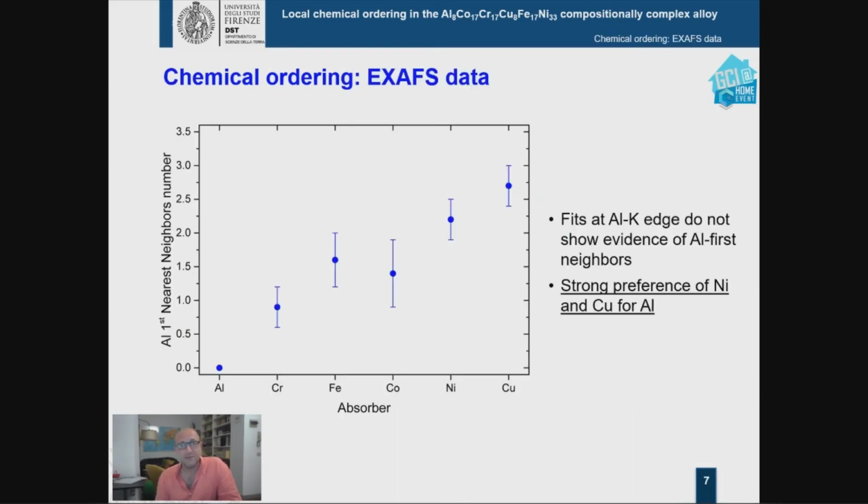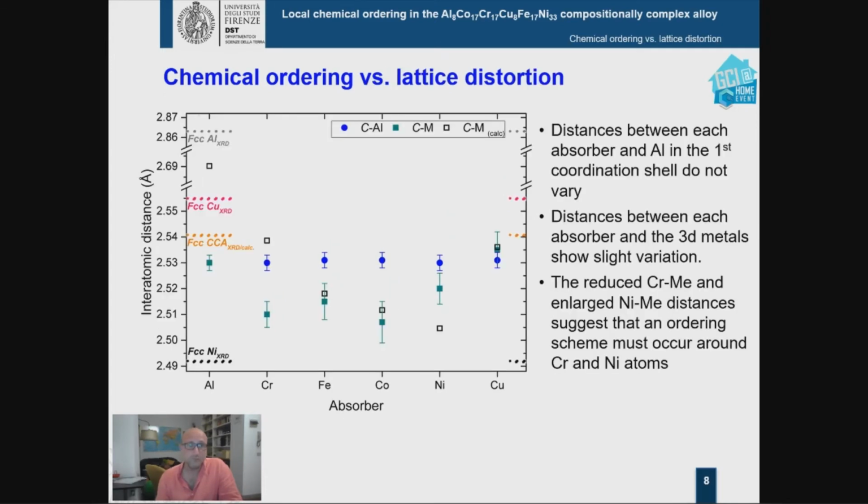But with EXAFS, we also get information on the nature of the neighbors. Here we show the number of aluminum atoms in the first coordination shell of each element. And for the first time, we obtain a quantitative measurement of local chemical ordering in this kind of system, and we show that there is a strong preference of nickel and copper for aluminum. Further insights on the 3D metal preferred ordering can be inferred from crystal chemical comparison of interatomic distances, since we cannot have direct information with X-rays, since the scattering factors of all the 3D metals are too close to each other.